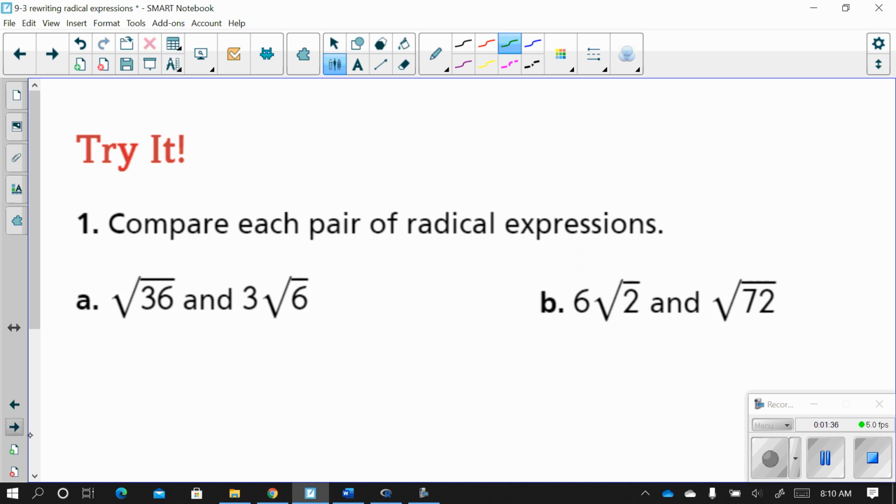Okay, so let's take a look at a couple more examples. Pause the video and see if these two are the same. Letter A, we have the square root of 36 and 3 times the square root of 6. Well, the square root of 36, you all should know that. That's just 6. 6 and then 3 square roots of 6. Can't go any further. So these are not the same.